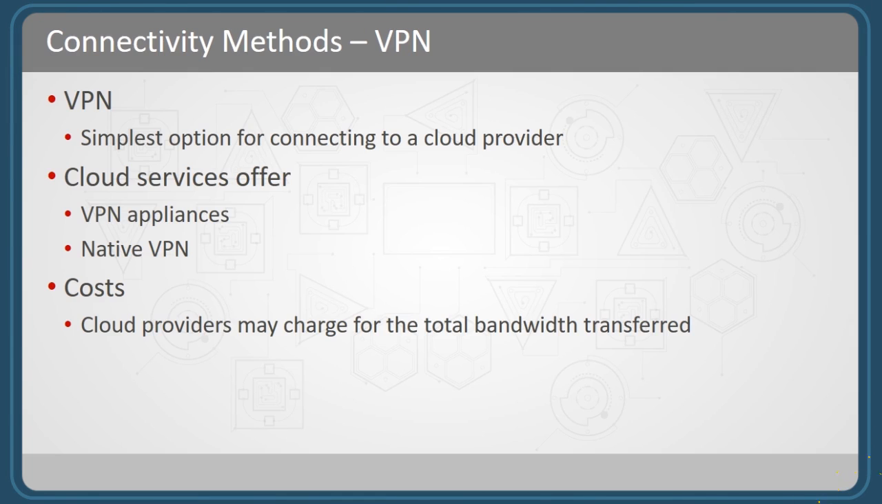Typically, the cloud services offer VPN appliances or native software VPNs that you can use to ensure that all of those servers in the cloud are available to you on your network so that you can manage their resources, perform maintenance and updates and security patches, things along those lines. Now, of course, there are costs associated with this, but like all things cloud related, you only pay for what you use, but the cloud provider may charge for the total bandwidth transferred over that VPN.